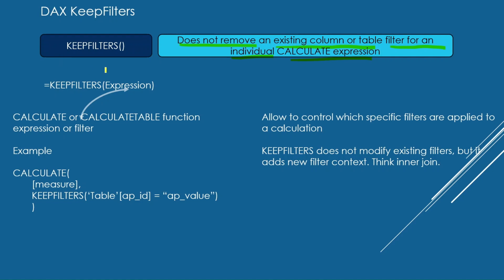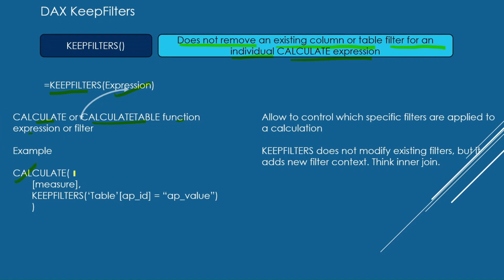So this is the signature of KEEPFILTERS. This is the expression. This is a CALCULATE or CALCULATETABLE function expression, or a filter. So this expression could be a CALCULATETABLE, or an expression, or a filter. So this is the example, right?